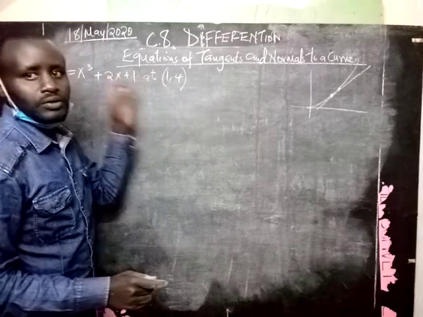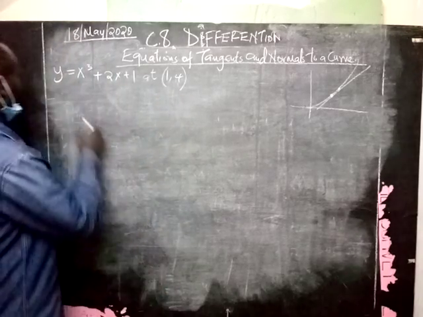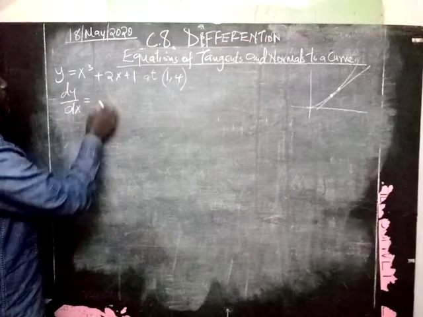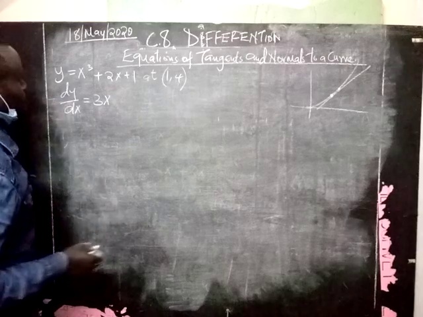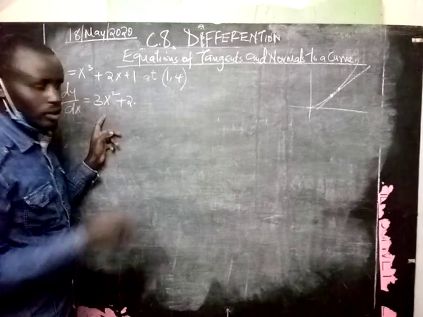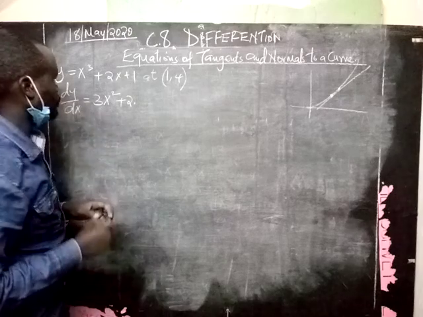So what we're going to do is differentiate this, where dy over dx equals 3x squared plus 2, sorry.